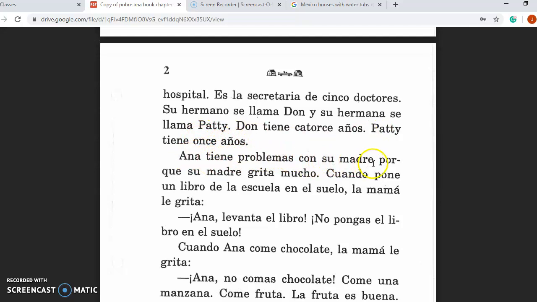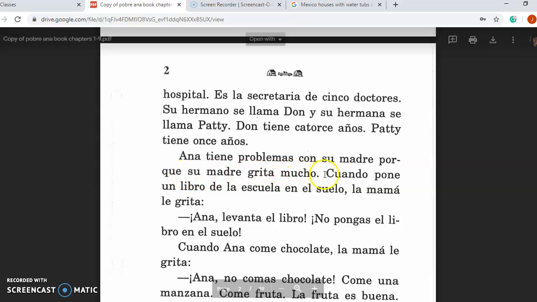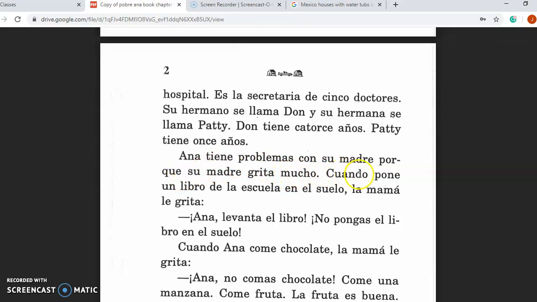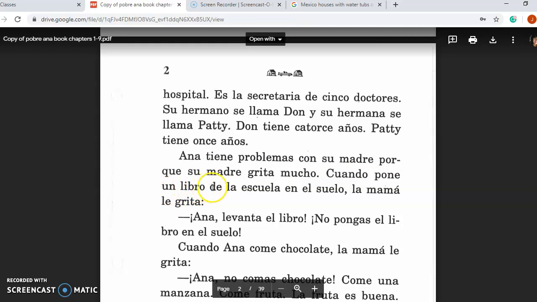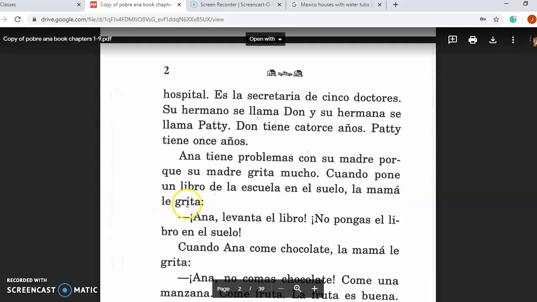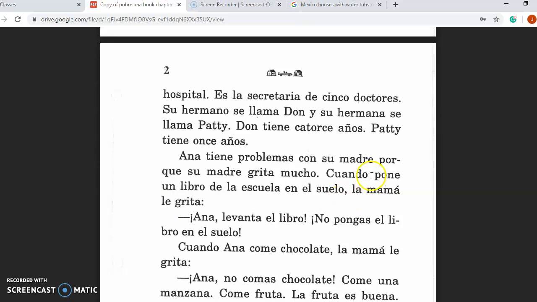Ana tiene problemas con su madre porque su madre grita mucho. Cuando pone un libro de la escuela en el suelo, la mamá le grita. Anna has problems with her mother because her mother yells a lot. When she puts a book from the school or a school book on the floor or ground, suelo is a synonym of piso, the mother yells or her mother yells at her. Okay, again, pone is a verb and it's an ER verb and it ends with just the vowel when we're saying a third person does it, like Anna.